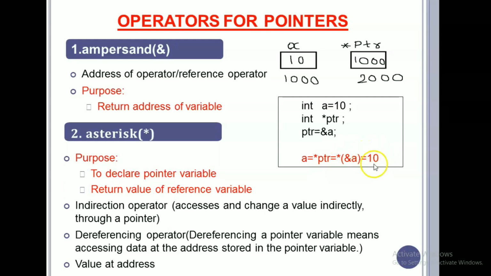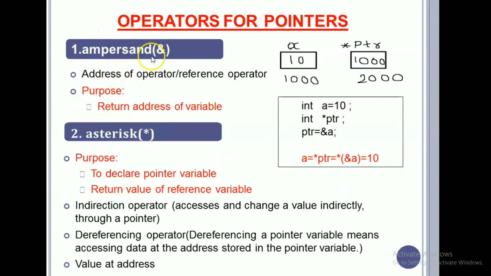So now you can think that you can access this variable 10 through three ways. First is A, second is with the help of the pointer variable PTR, or third is nothing but value at address of A, that is just by replacing PTR by address of A. So now we will come to the theoretical part.